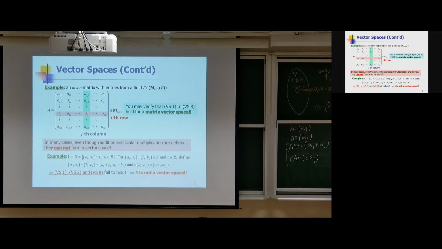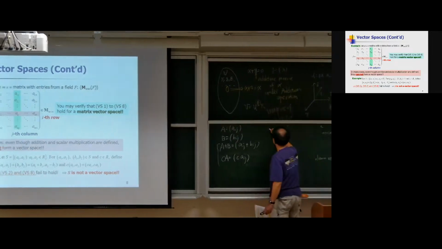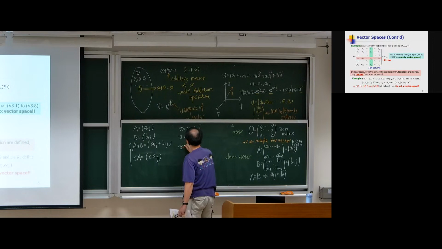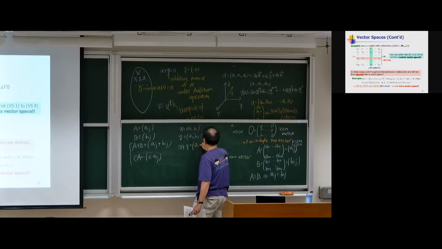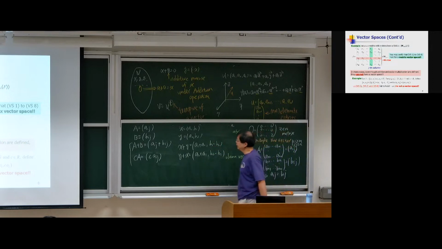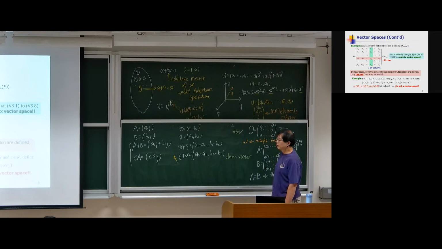VS1 fails because if I have X equals (A1, B1), Y equals (A2, B2), then X plus Y becomes (A1 plus A2, B1 minus B2). But Y plus X becomes (A2 plus A1, B2 minus B1). So we can easily find that these two vectors, this addition of two vectors, are not identical to each other.